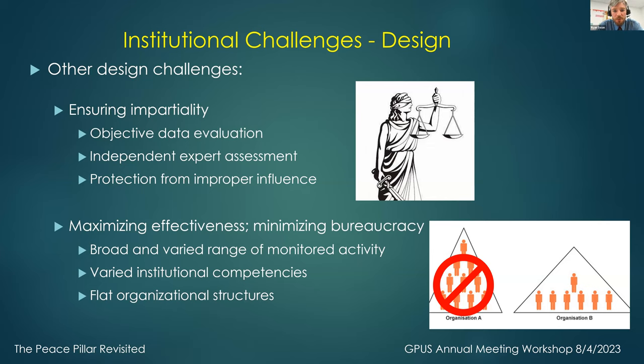Another is how to devise an institution that has significant competency. An institution that's going to monitor international military activities is going to have to be a fairly robust institution. So how to maximize effectiveness while minimizing bureaucracy. And this kind of goes also to the ensuring impartiality point. The more minimal the bureaucratic structure, the more likely it is, or the easier it will be to ensure impartiality. Next slide, please.